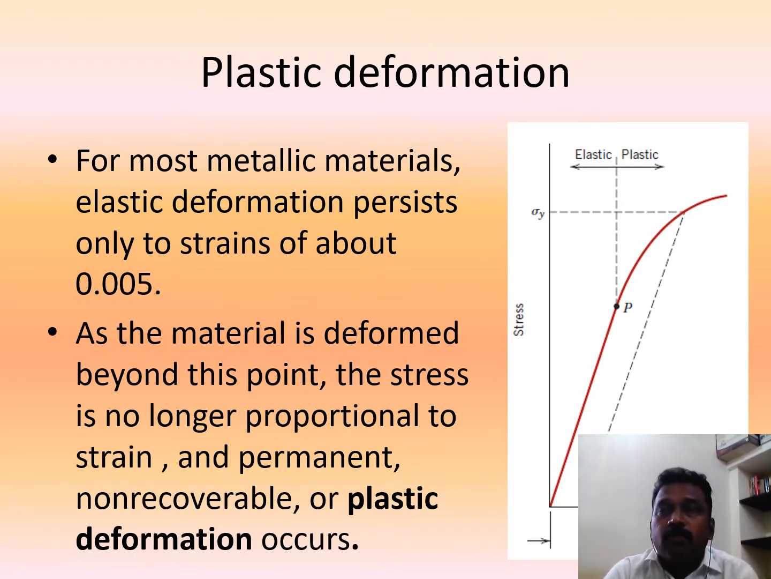Then comes the plastic deformation. Earlier we saw elasticity, that is, when the material is subject to load and the load is removed, the material comes back to its original position. Now comes plastic deformation. For most metallic materials, elastic deformation persists only to strains of about 0.005. Beyond that point, the stress is no longer proportional to strain. That is called plastic deformation. The deformation will be permanent and non-recoverable. Even if you remove the load from the material, it will not come back to its original position or shape. That is called permanent, non-recoverable, or plastic deformation.